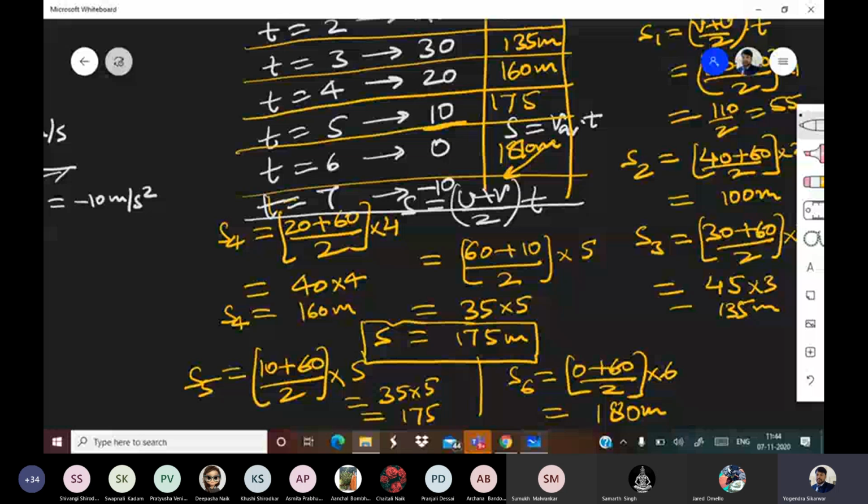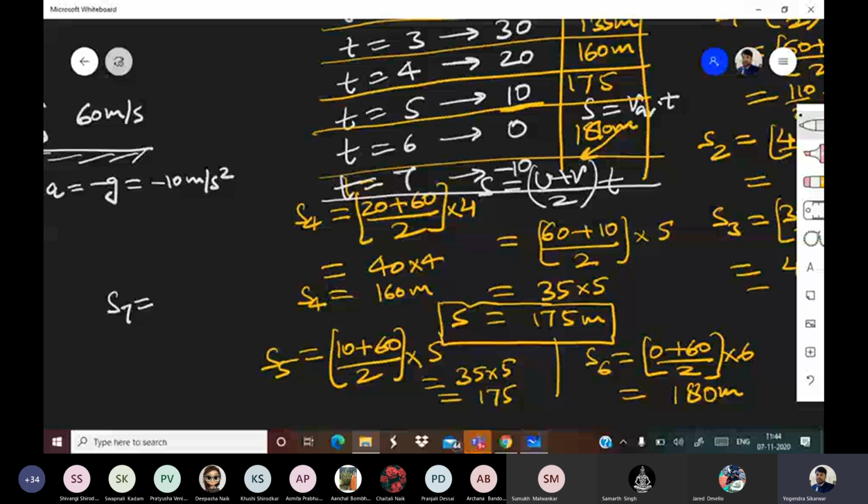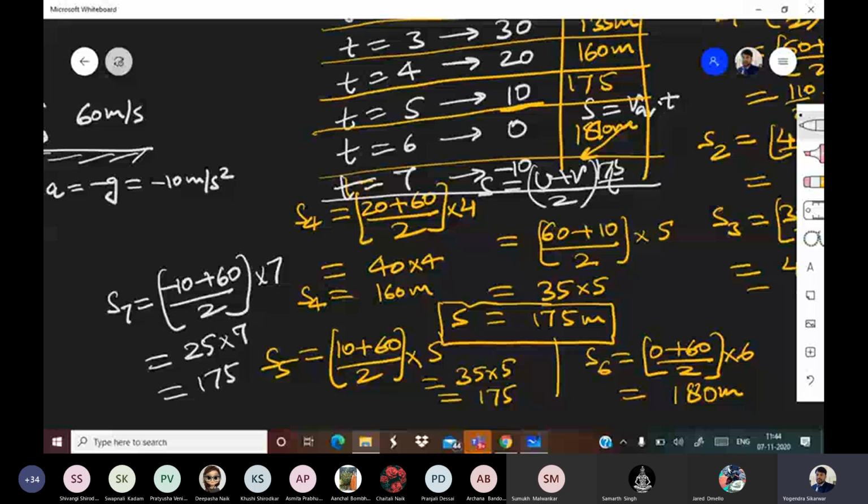So S7, how much will that be? S7 will be (v plus u) by 2. So V is minus 10 plus U is 60, upon 2, into 7. So 60 minus 10 is 50, by 2 is 25, into 7, and that will be 175. So that is how you are going to find the values.